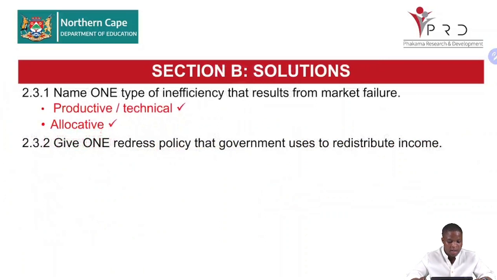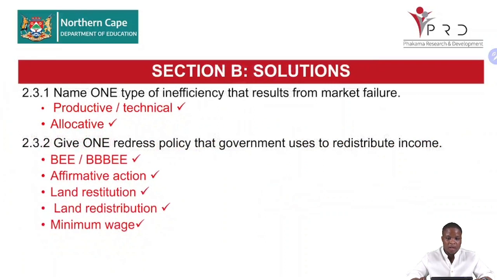Give one redress policy. Redress, meaning to assist those who were previously disadvantaged. Name one redress policy that government used to redistribute income. You have your BEE, affirmative action, land restitution, land redistribution, minimum wage, and then you may have, if you've written your PAYE and whatsoever, you may be correct. You can just confirm your answers if you feel like it is correct.